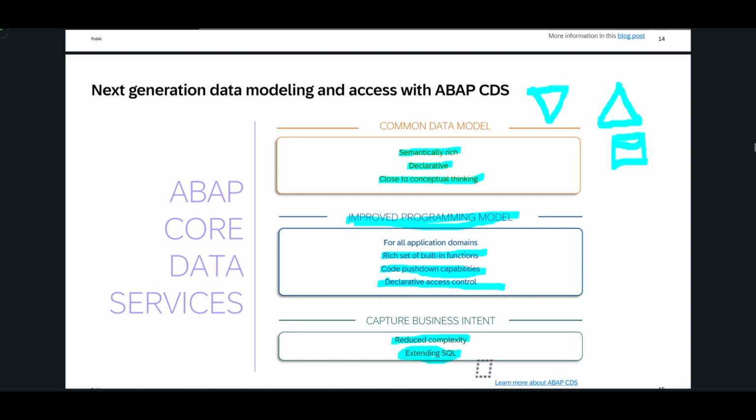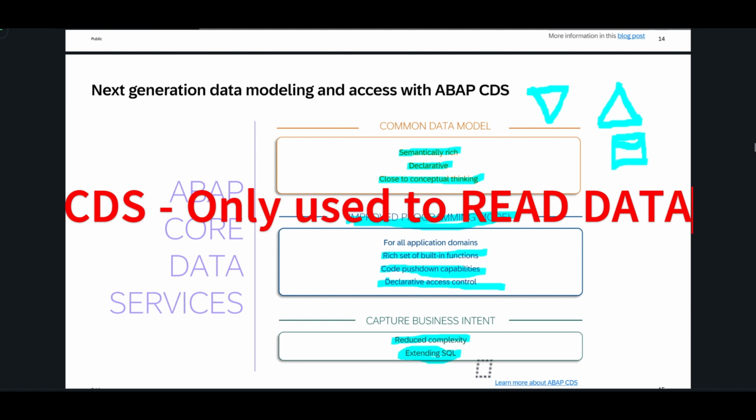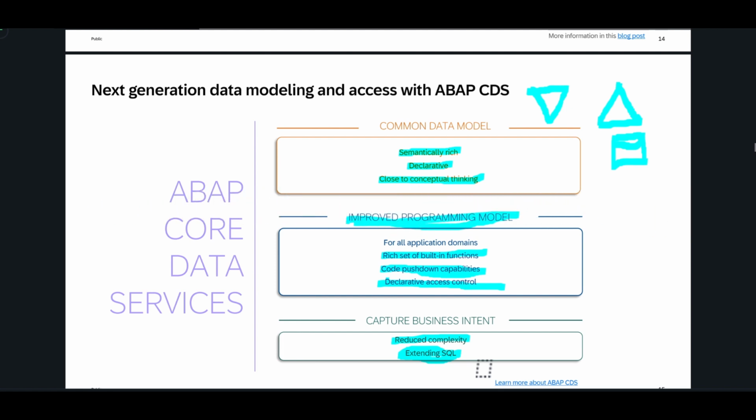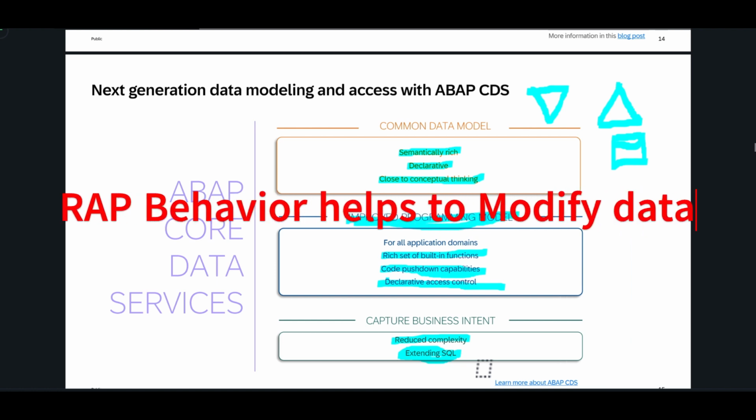Okay. And one more point I want to clarify here is that most people think that CDS can write the data. But it is not possible to do modify operations with the CDS view. CDS view is dedicated to reading the data. So when you want to read the data, you should define the CDS views and expose the data. That's it. And if you want to write the data, you will have to add behaviors to it. That is where the behavior definitions and behavior implementations come into the picture, right?